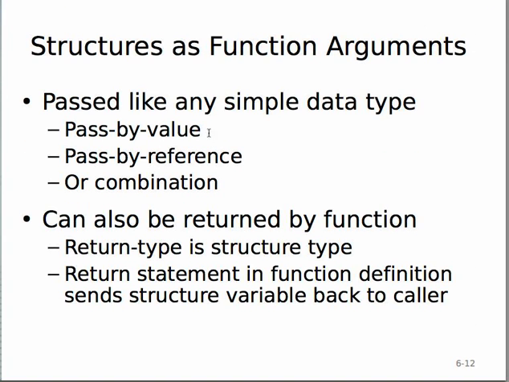Okay, so structs can be passed as arguments to a function, just like any simple data type can be passed by value or passed by reference, or you can have two structs as function arguments. That can be a combination, one by value, one by reference. You can also return a struct from a function. The return statement in the function definition should send a struct variable back to the caller.